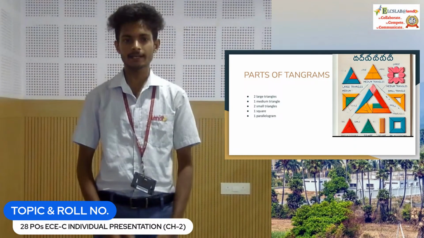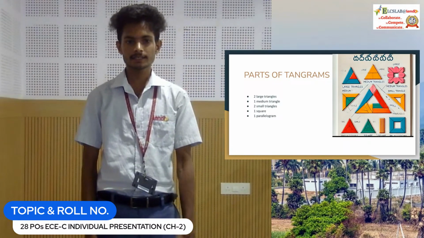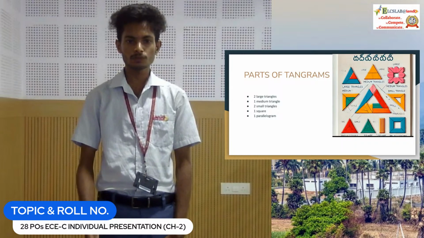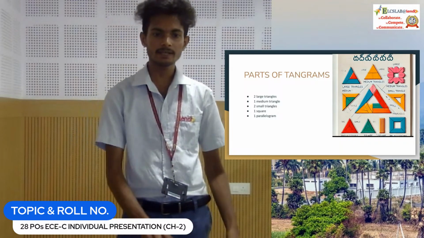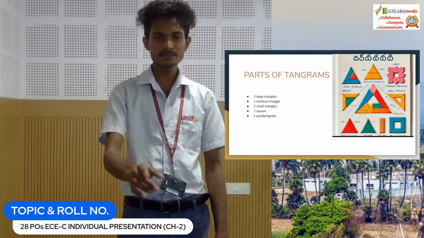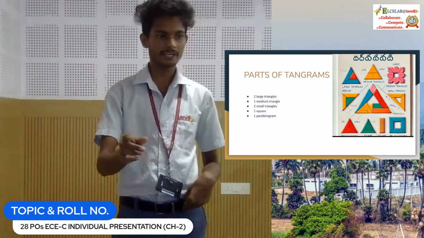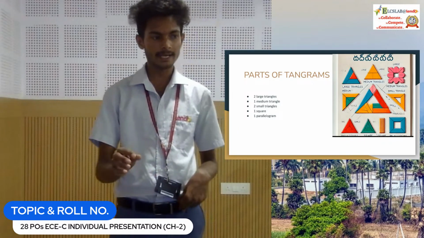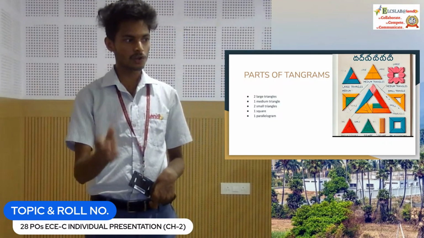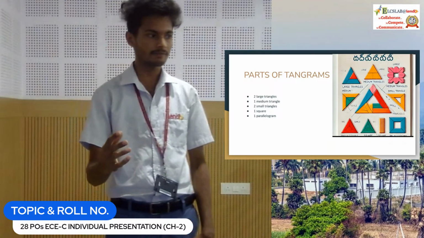Parts of tangrams: two large triangles, one medium triangle, two small triangles, one square, and one parallelogram. These pieces can be rearranged in various ways to create almost endless varieties of patterns of geometrical figures, animals, human activities, or designs.